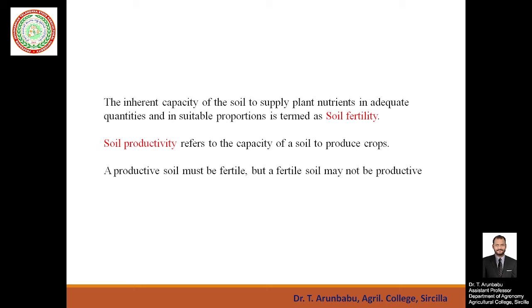And a productive soil must be fertile, but a fertile soil may not be productive. The soil may be fertile, but because of factors like high soil pH or lack of soil moisture, it may not be able to supply the nutrients to the plant. So it means the soil is fertile, but the soil may not be productive. So a productive soil must be fertile, but a fertile soil may not be productive.